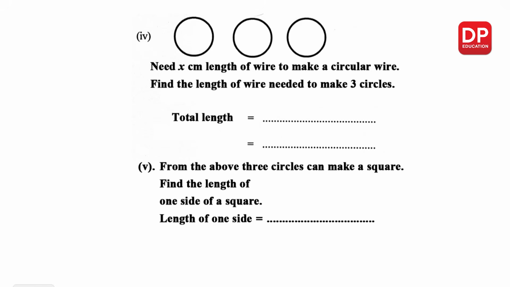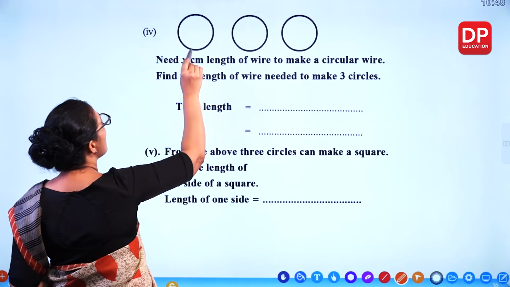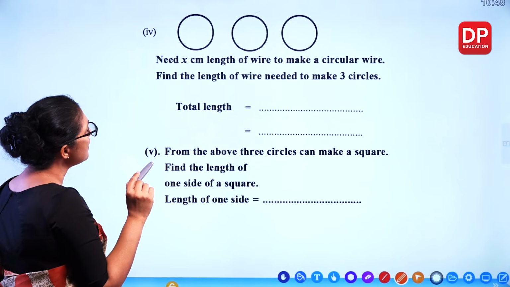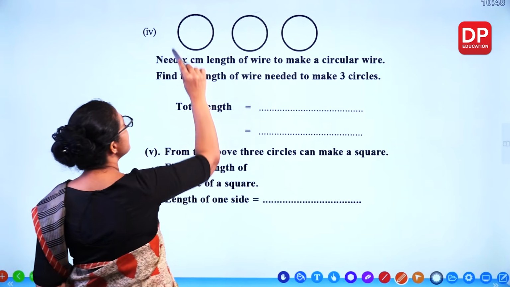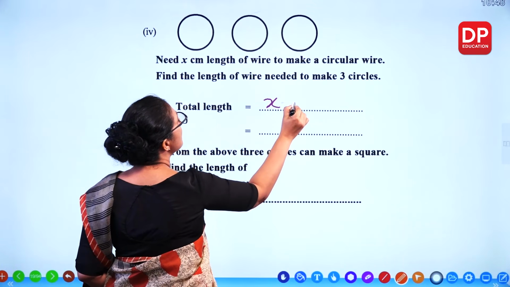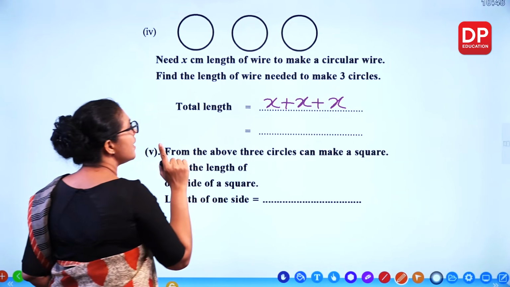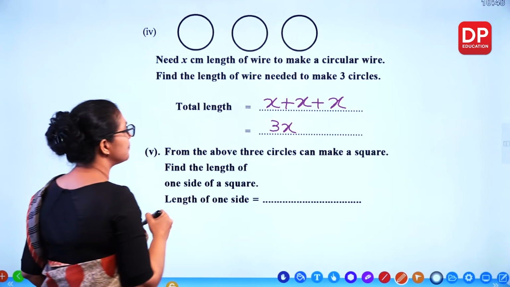Look at this diagram. We need x centimeters length of wire to make a circular wire. So this is a wire, a circular wire. You need x centimeters length. Find the length of wire needed to make 3 circles. This is x, another one is x, the third one is also x. x and x and x, you get 3x.